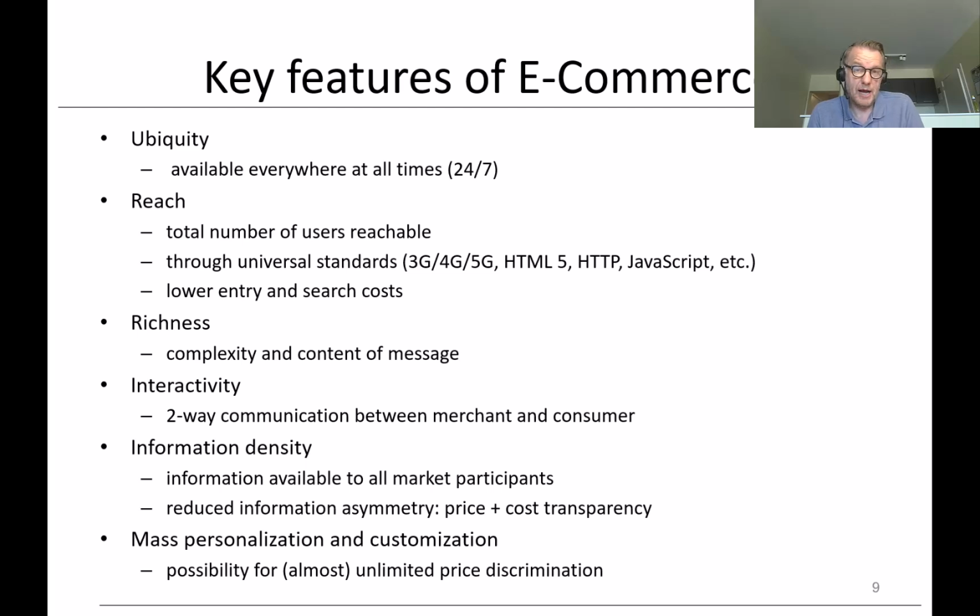Modern day websites also allow to include augmented reality experiences, virtual reality experiences, and so on. So that creates a very rich way of delivering information to your end consumer. There's also interactivity, which is a two-way communication between the merchant and consumer.